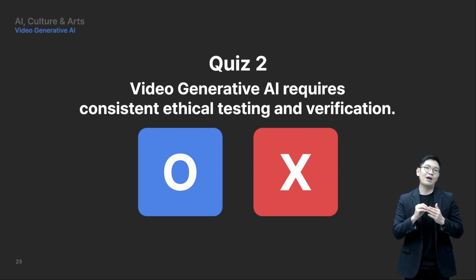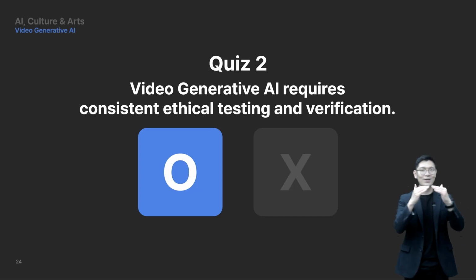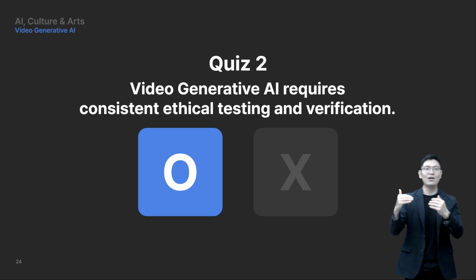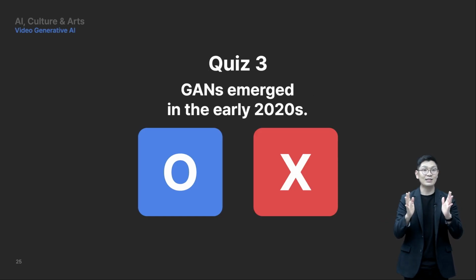That's great. Okay, what about quiz number 2? Video generative AI requires consistent ethical testing and verification. What's your choice? OX 3, 2, 1. The answer is, oh, right. That's a good job. We have to think about consistently ethical testing and verification, essentially. That's great. What about quiz number 3?